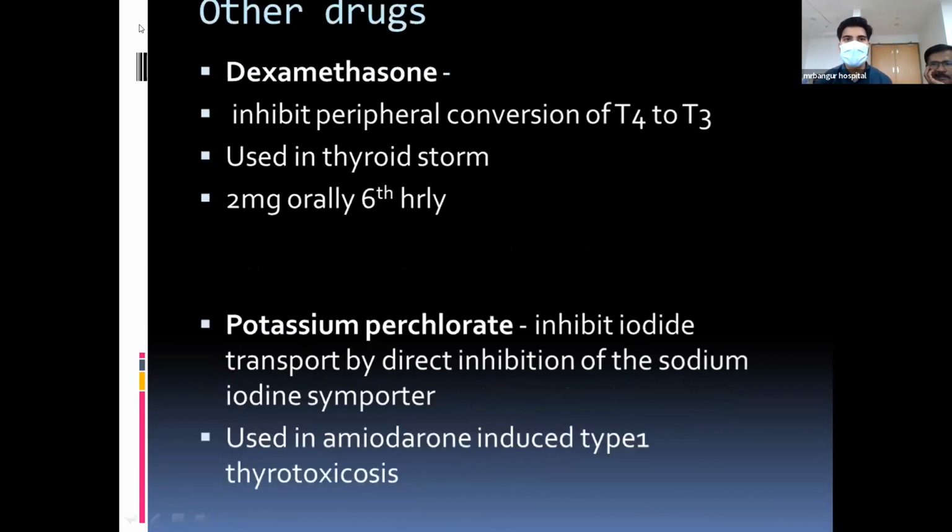Dexamethasone. It inhibits peripheral conversion of T4 to T3. It is used in thyroid storm and dose is 2 milligram orally 6 hourly. Other drugs like potassium perchlorate inhibit iodide transport by direct inhibition of the sodium iodide transporter, used in amiodarone-induced type 1 thyrotoxicosis.